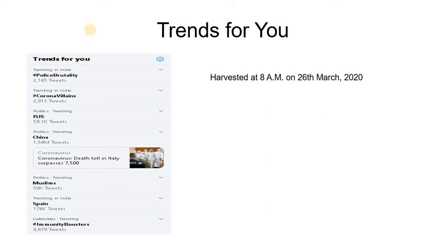This is interesting. The ISIS, the Afghan Gurdwara bombings that have happened, which have killed 25 Sikh worshippers. So ISIS is trending. People are condemning it. Again, this Muslims, for various reasons, I don't want to touch upon it. Spain, the country with the second largest number of death tolls. And someone is marketing immunity boosters to probably make money out of this situation.